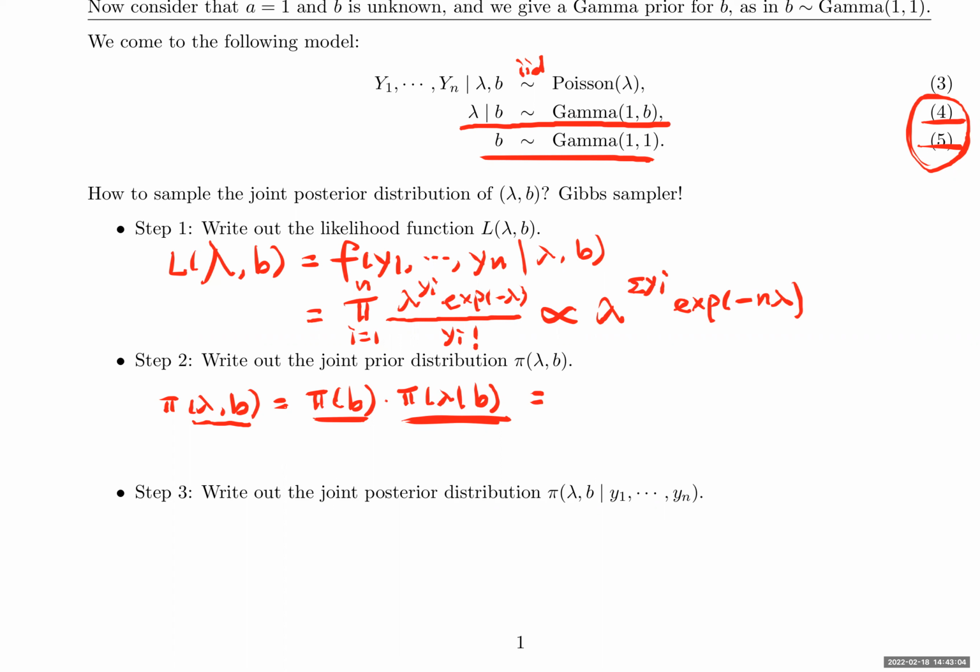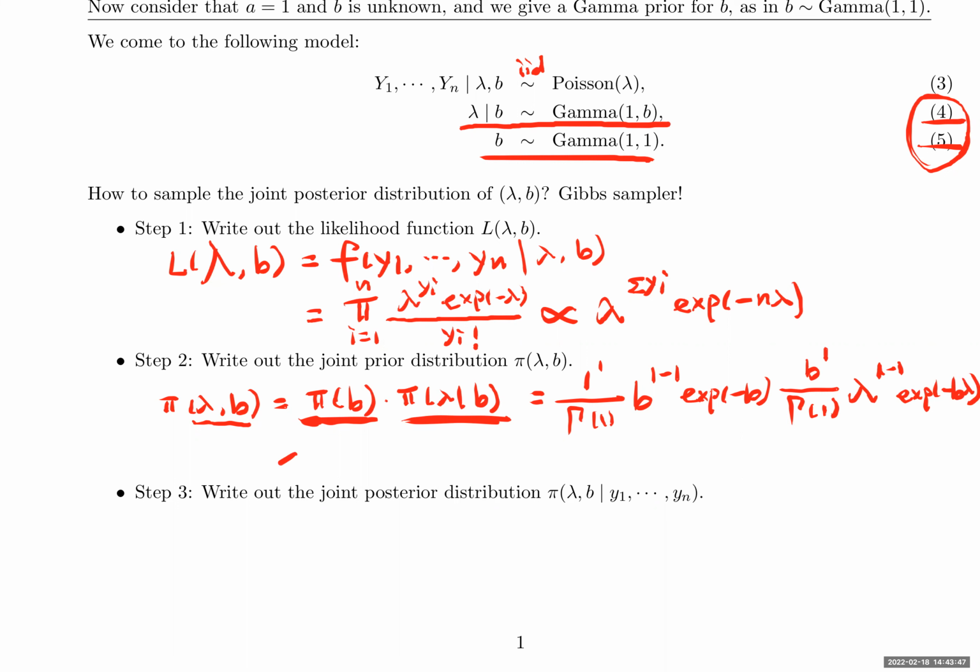So we have the first one to be a gamma(1, 1). What is that? We have 1 to the power of 1, over gamma of 1, and then b to the power of 1 minus 1, and the exponent negative b. So this is the part about the first marginal prior of gamma. The second one is b to the power of 1, over gamma of 1 again, and then lambda to the power of 1 minus 1. And then over there we have the exponent of negative b lambda.